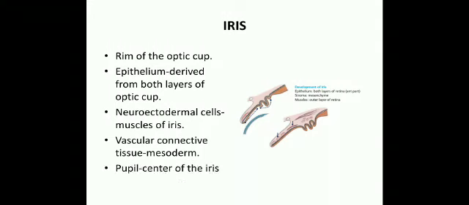So, the anterior extension from the rim of the optic cup, which forms the iris, does not extend up to the center. As a result, almost a circular gap remains in the center of the iris and forms the pupil.